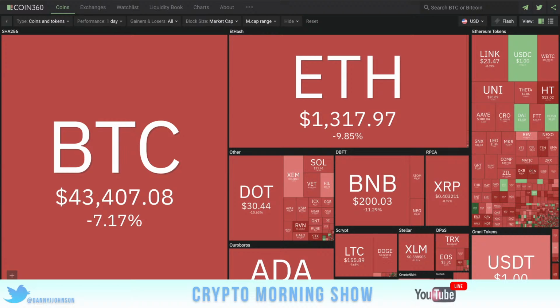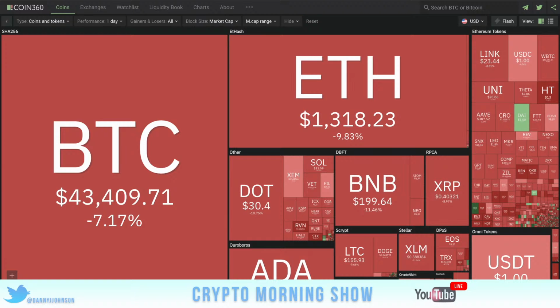Today is Sunday, February 28th. It is 10 a.m. here in United States Central Time. We are looking at a sea of red. As you can see on this heat map, I'll put this link in the chat for you if you want to bookmark that. As you can see on the heat map, we have nothing but redness everywhere across the crypto space.